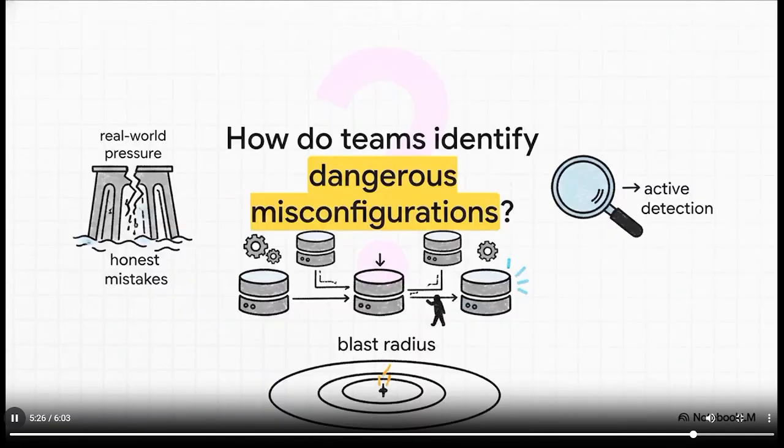Which leaves us with one incredibly vital question to wrap up today's explainer. We know systems fail. We know hidden risks exist beneath the surface, and we know real-world pressure forces honest mistakes. So how do teams actually identify these dangerous misconfigurations before they become massive incidents? How do you spot that tiny flaw in the blast radius before the spark ignites? Well, that is exactly what we're going to explore tomorrow in Day 3 of Oz University's series, where we shift from understanding failures right into active detection.